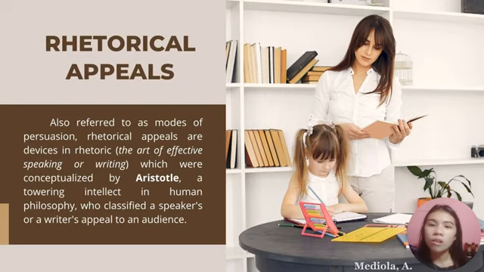Next is logos. This is the use of reasoning and logic to convey a particular message. An example of this is, according to a study performed by John Smith. So there is reasoning, according to. Next is pathos, the use of emotions to provoke a message. So that is what pathos means.